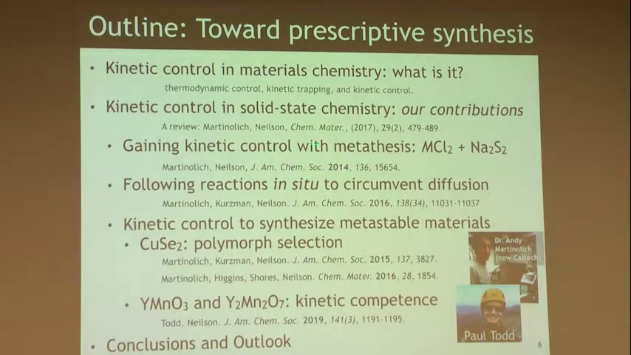We'll be talking a lot about metathesis reactions today, where we're reacting different metal salts to make functional materials. And we're going to follow these reactions in situ and try to figure out how we're getting around diffusion barriers in material synthesis. We've used this to make some metastable materials, whether it's different polymorphs of superconducting copper selenide or different yttrium manganese oxide compounds. And this work is done primarily by two graduate students. One is Andy Martinolich, who's now a Resnick postdoctoral fellow at Caltech, and then Paul Todd, who's in his 4th year.